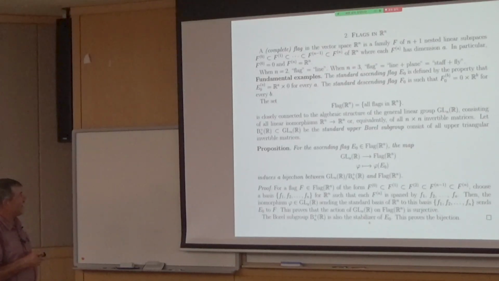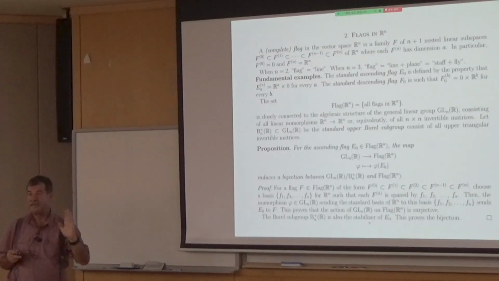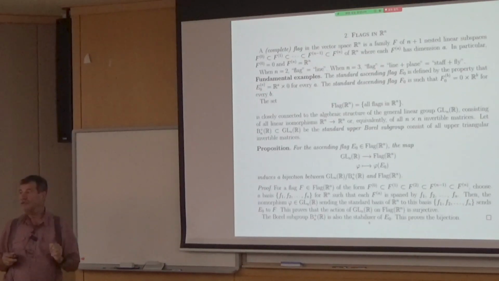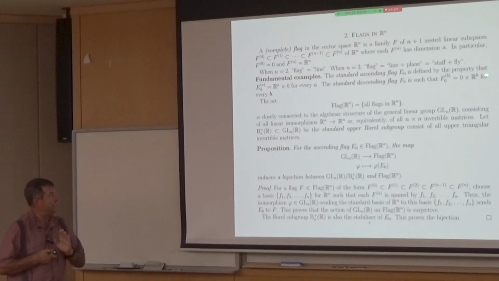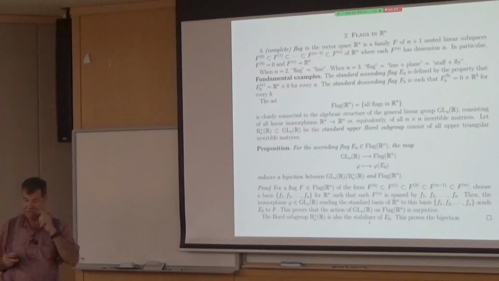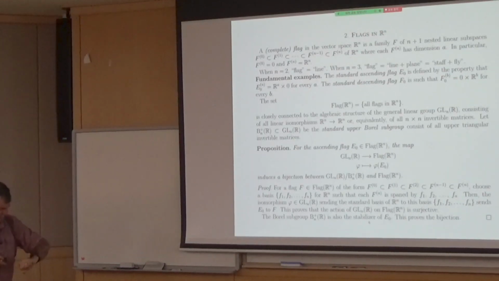Okay, so in particular, there are 2 fundamental examples in Rn. The ascending flag, where the space of dimension a is generated by the first a coordinate vectors, and the descending flag, where the space of dimension b is generated by the last b coordinate vectors. So these are two very important flags.